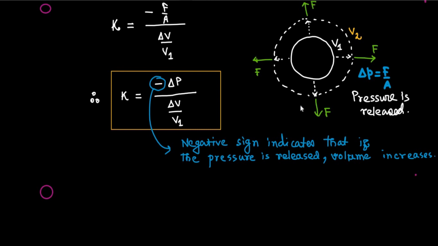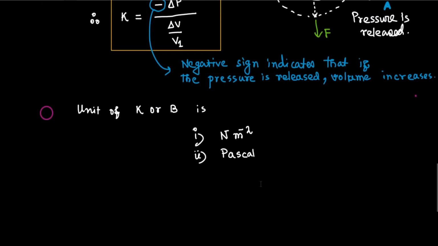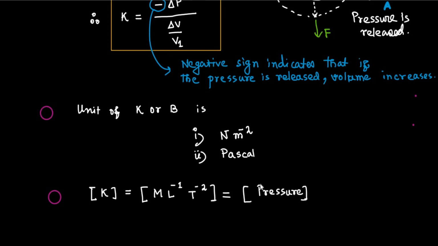Another additional piece of information: the unit of bulk modulus, unit of K or B, is Newton per meter square, or Pascal. And the dimension of bulk modulus, that is [K], is equal to M1 L minus 1 T minus 2. That is the dimension of bulk modulus, which is equal to the dimension of pressure.